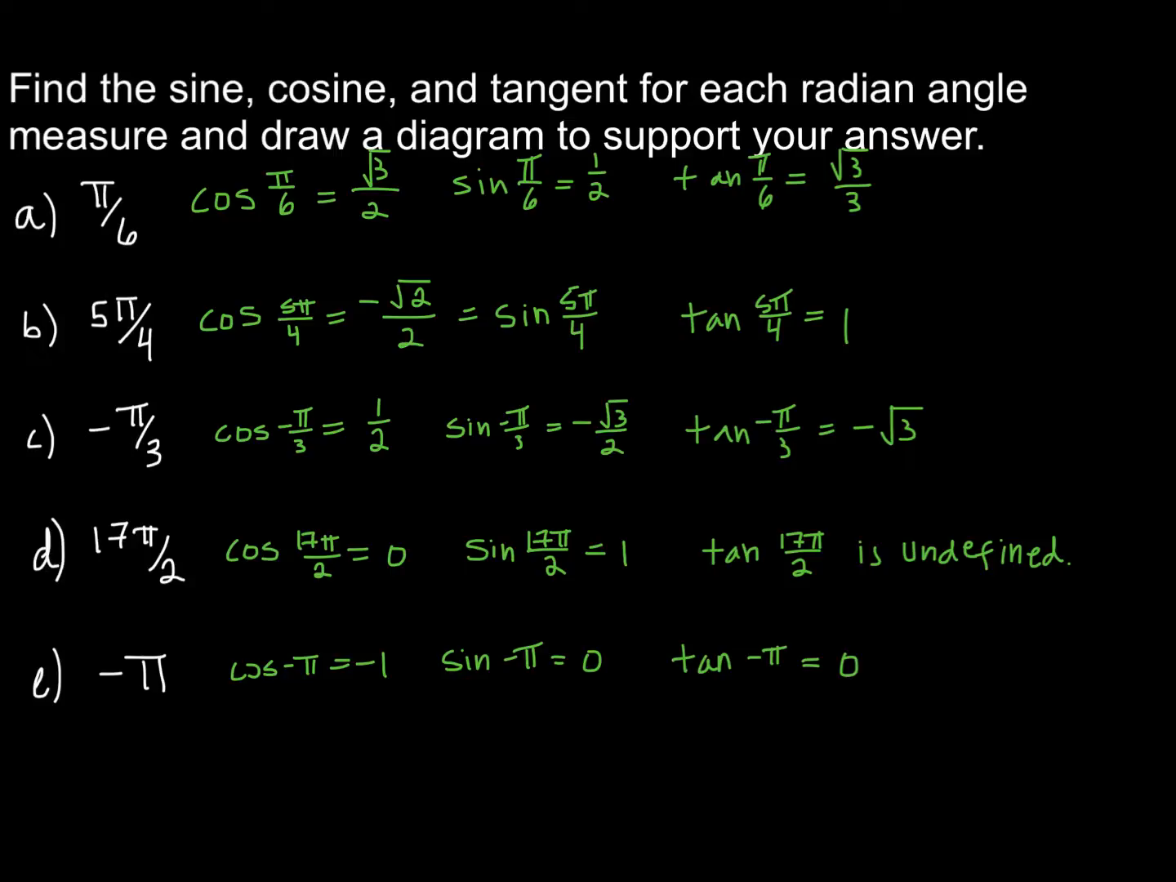The two that I'm going to discuss quickly: at 5 pi over 4, the cosine of 5 pi over 4 and the sine of 5 pi over 4 are equal. So that's why I've written it as such. 17 pi over 2 is in the same place as pi over 2, and that means the tangent there is undefined because it's a vertical terminal side. And at negative pi, the terminal side is a horizontal line, so the tangent, the slope of a horizontal line, is going to be 0.